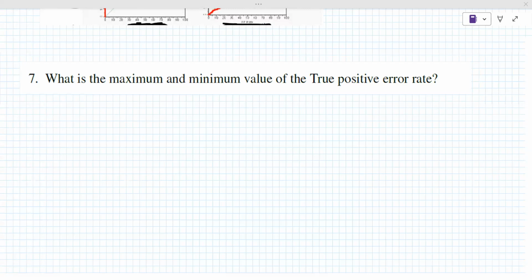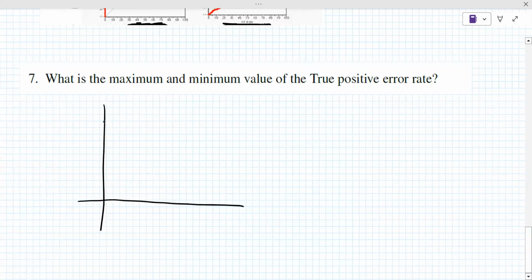So this one to me just seems very straightforward. You technically could have all true positives or no true positives, because it's a rate. I see a lot of graphs here with true positive rate graphed along here and false positive rate graphed along here, and it could be anywhere from 0 to 1. So that just seems like common sense, unless there is more to it, but I don't think so.